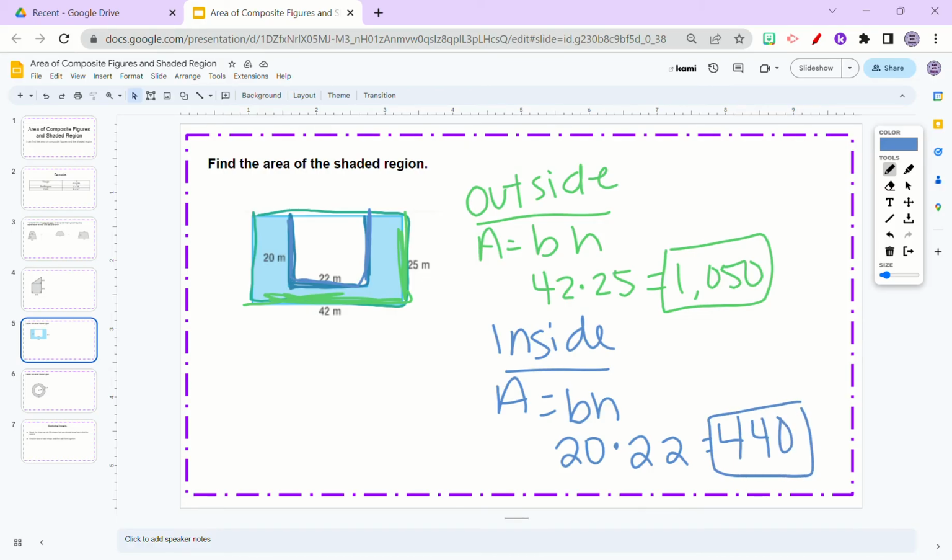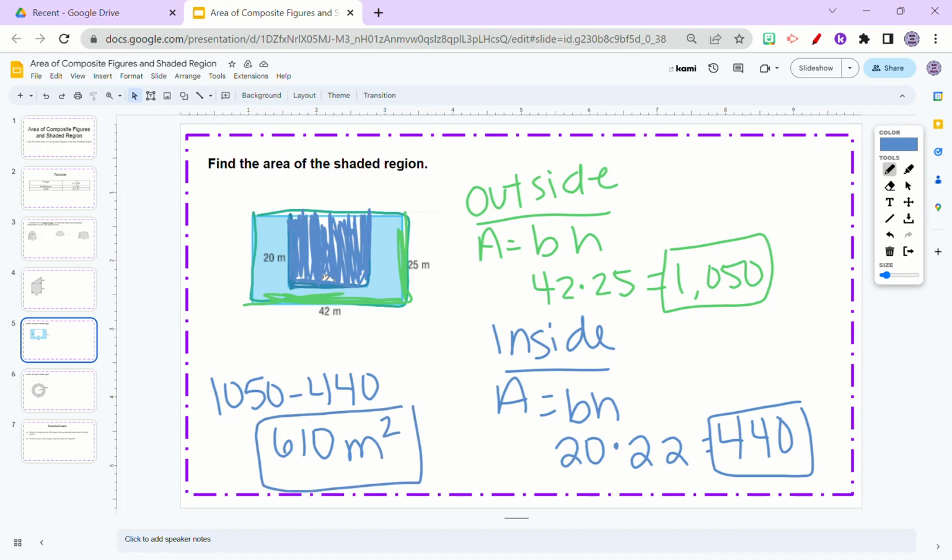Now, instead of adding these, we are going to subtract them because we want to take away this whole piece. If we subtract this piece from the bigger rectangle, that'll get us the shaded region, which is what's left. So we're going to do 1,050 minus 440. And we are going to get 610 meters squared.